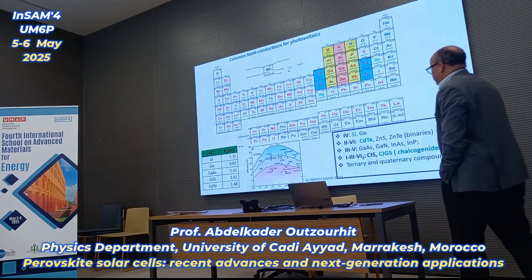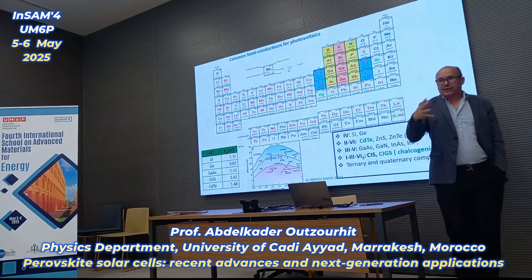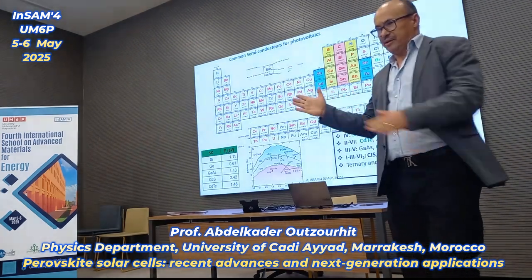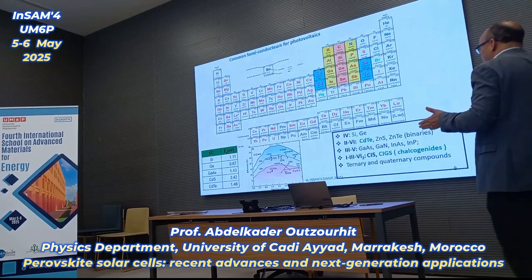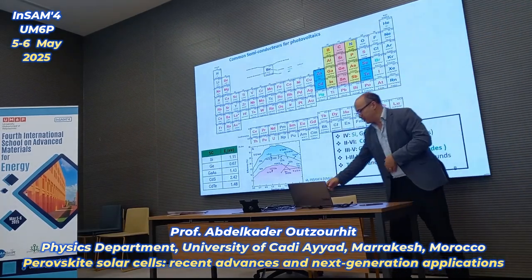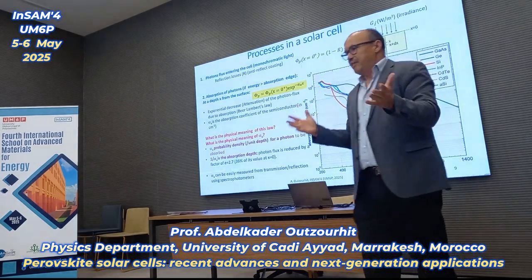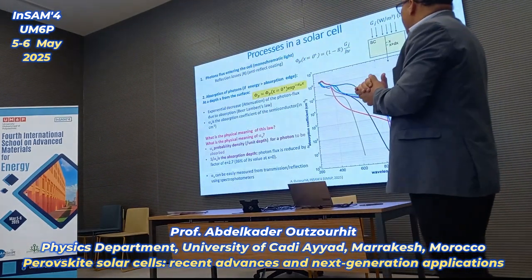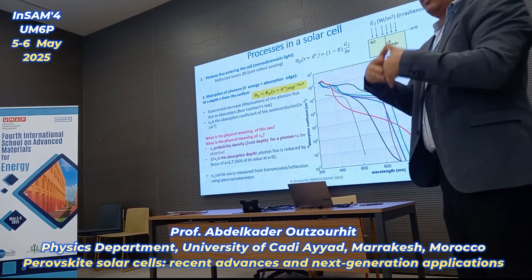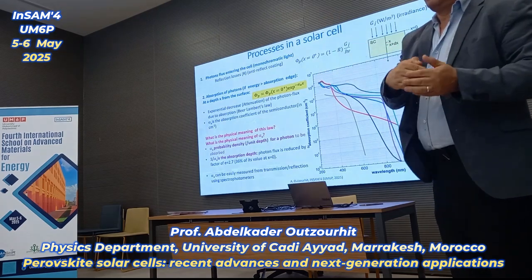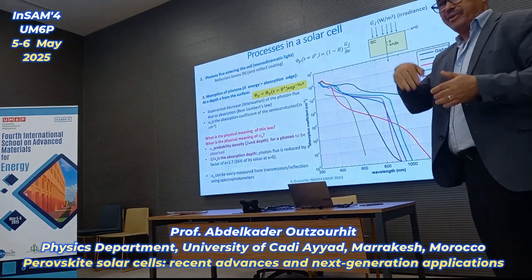Now, in order to understand the processes that happen in the solar cell, we have to see what happens when you shine light on a semiconductor. When you shine light on the semiconductor, evidently, if the photon energy is higher than the band gap energy, the photons will be absorbed. If the photons are absorbed, that means the intensity, or the photon flux, will decrease with depth.